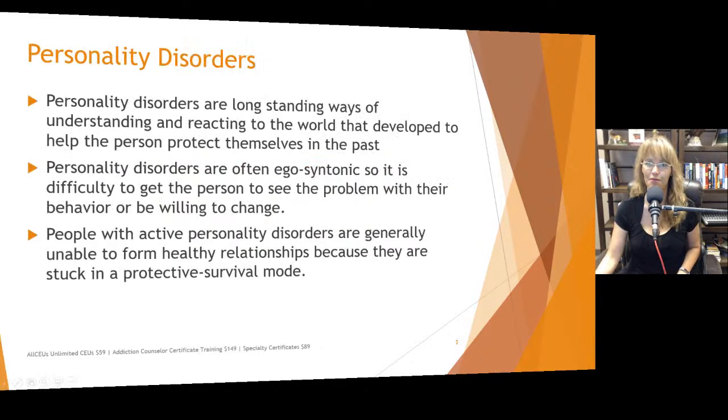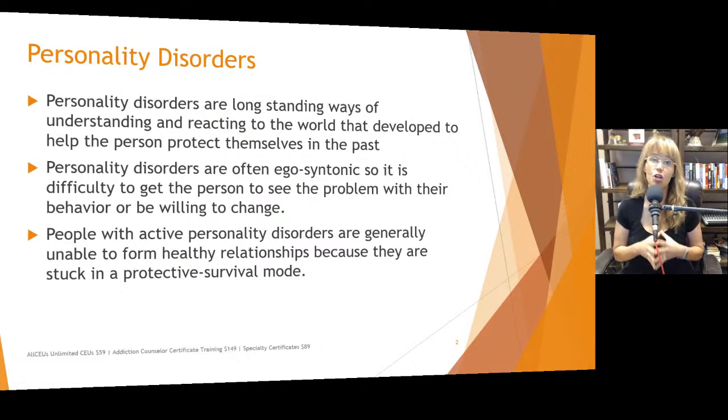The first thing that I want to point out is that personality disorders are a long-standing way of understanding and reacting to the world, which often developed to help the person protect themselves in the past. When we look at people with diagnosed personality disorders, a lot of times their behaviors started way back when they were children, and that's really important to recognize because something happened back then that reinforced this way of behaving. In some way, it helped them survive.